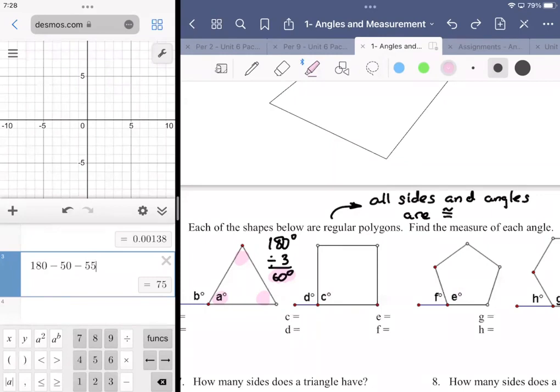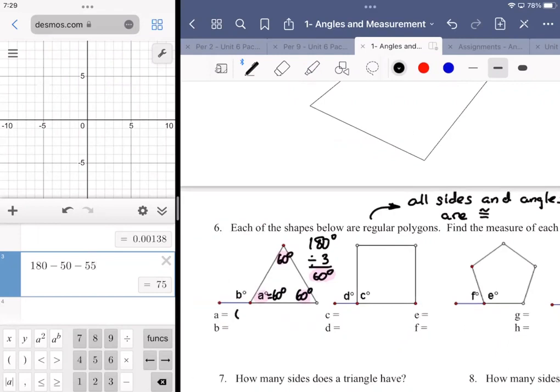So I know each one of these angles here is 60 degrees. So A is 60 degrees. Now, that exterior angle B, we learned previously, is the sum of the non-adjacent interior angles. So this B here is going to be the sum of these two angles, which is going to make it 120 degrees. All right.